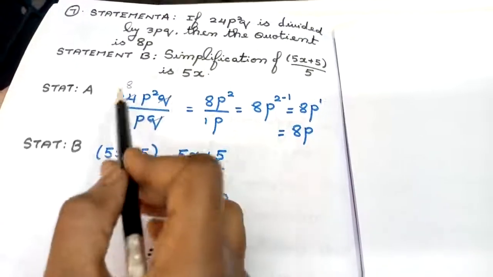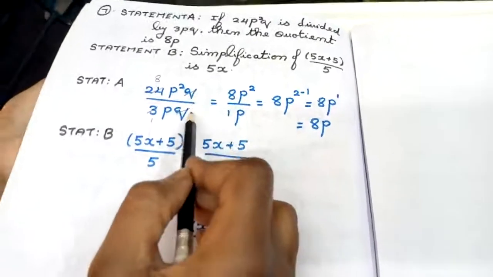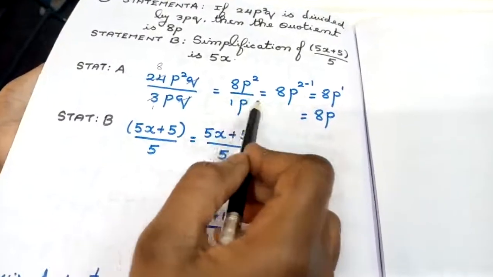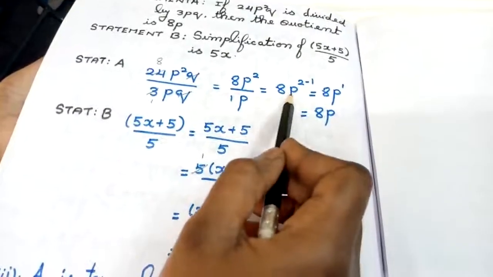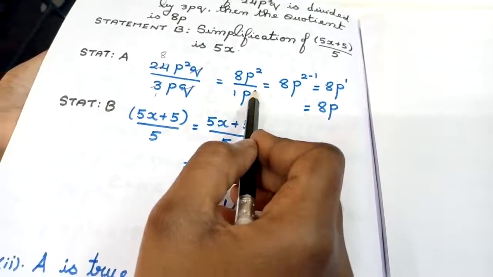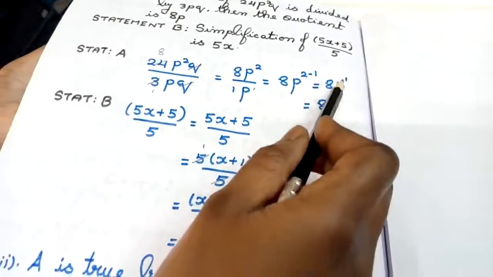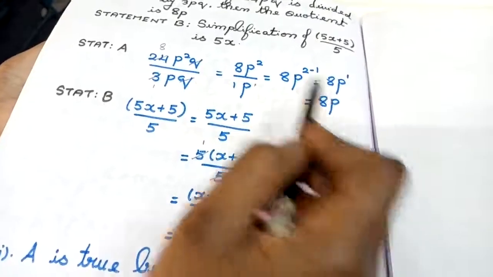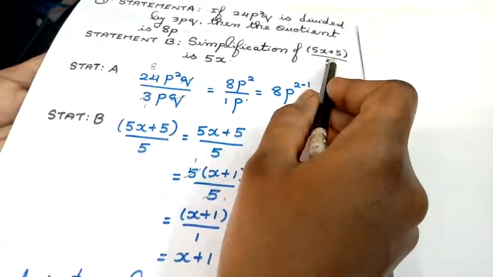What I am doing here is I am cancelling. 3 1s are 3, 3 8s are 24. Q will get cancelled. 8p square divided by 1p. So 8 by 1 is nothing but 8. P power 2, 1. If you are going to bring it to the numerator means minus 1. If you calculate 8p to the power 1, which can be written as 8p. So I am getting the correct answer. Statement A is true.